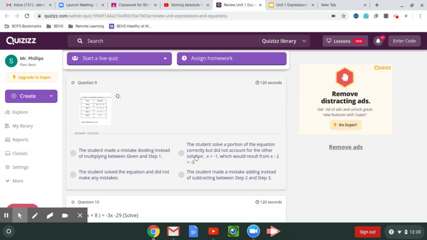That would help you get this answer correct. The student solved a portion of the equation, but did not account for the other solution. They forgot to write the equation the other way, x minus 2 equals negative 3, which would have been solved to be x equals negative 1. So that would be my answer.